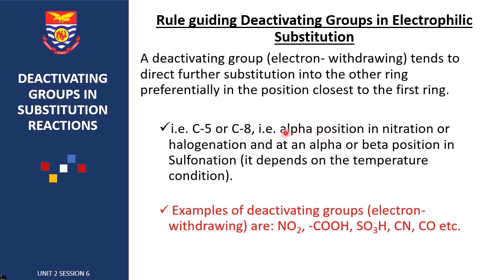In the second ring, the alpha position is number 5, carbon number 5. So mind you, we can always number alpha and beta even in the first ring or the second ring. And if the incoming group is a halogen, it directs it to the same alpha position. However, if the incoming substituent is the sulfonic acid, it directs it to the alpha or beta position in the second ring. So please keep note of these two.